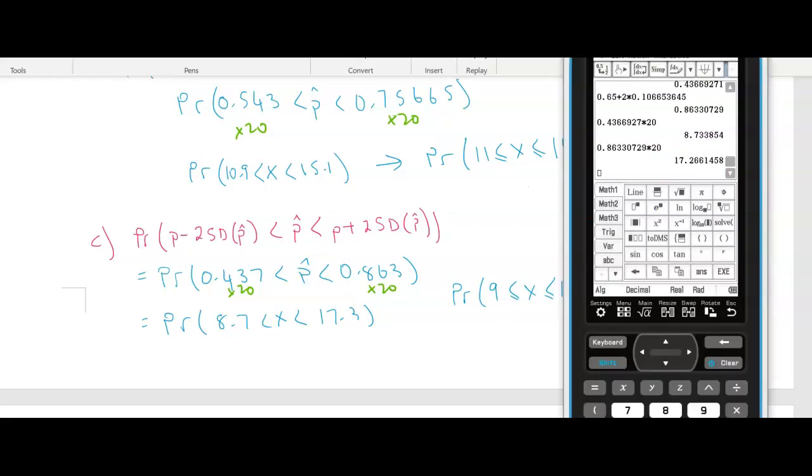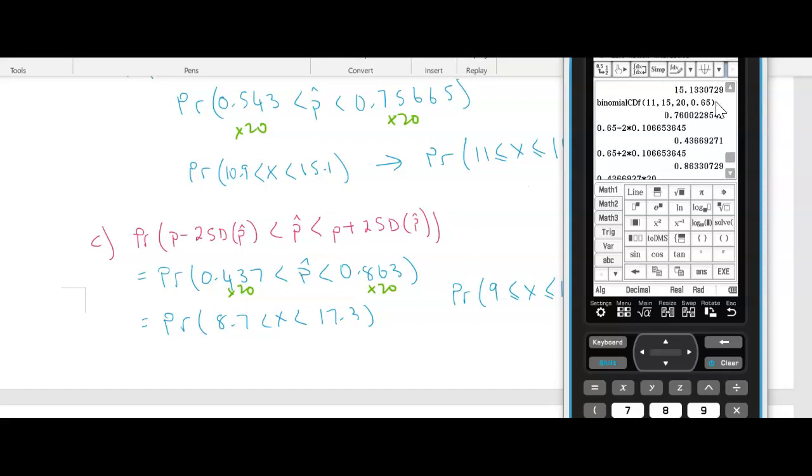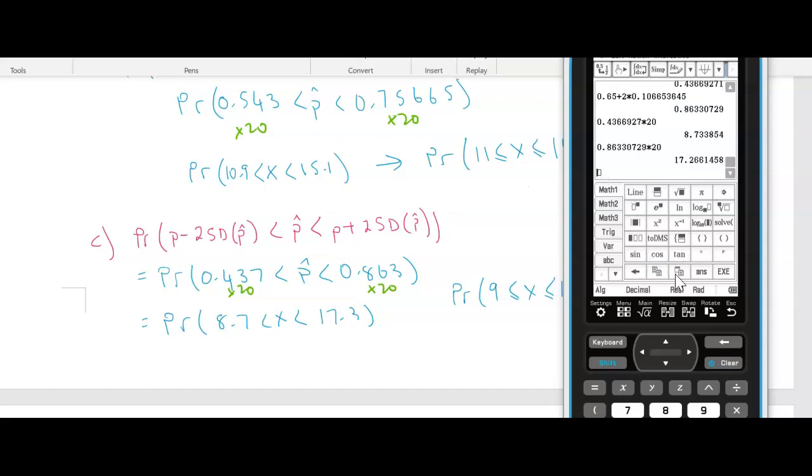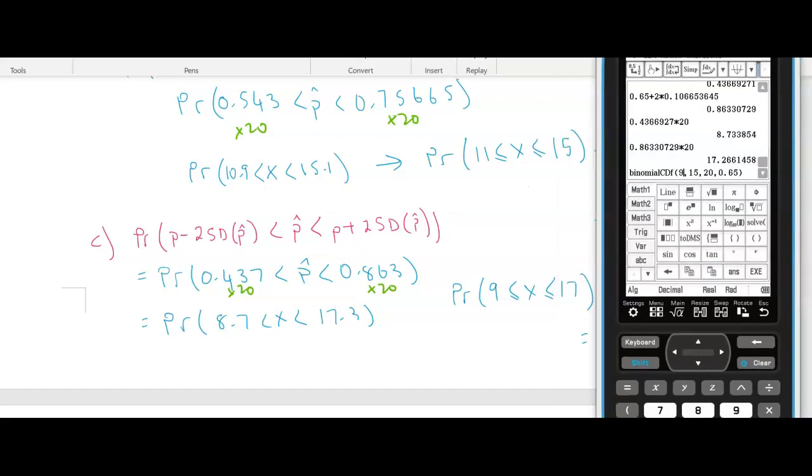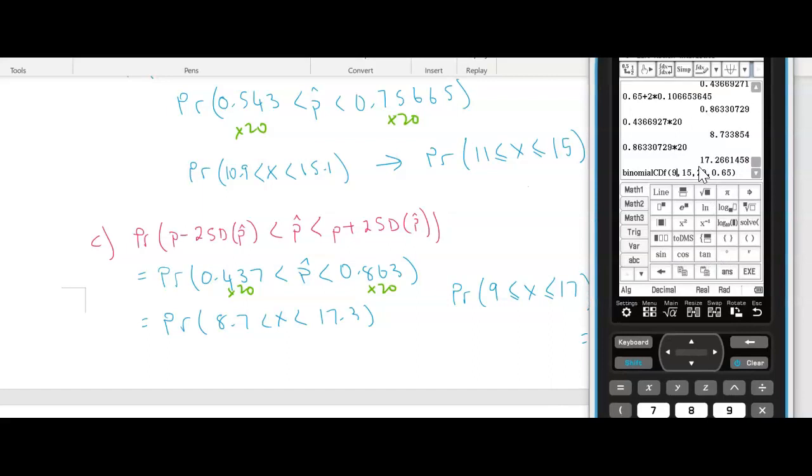All right, so with your calculator, you can just copy what you had before. We're just changing our upper and our lower limit. So our lower limit is 9, and what was our upper limit? 17. Cool. So 0.9683.